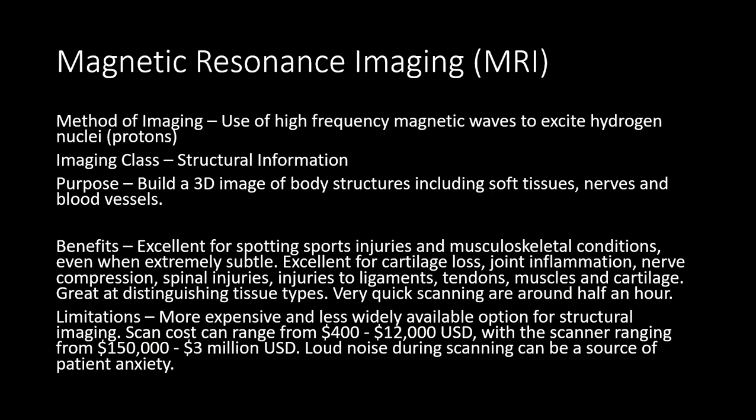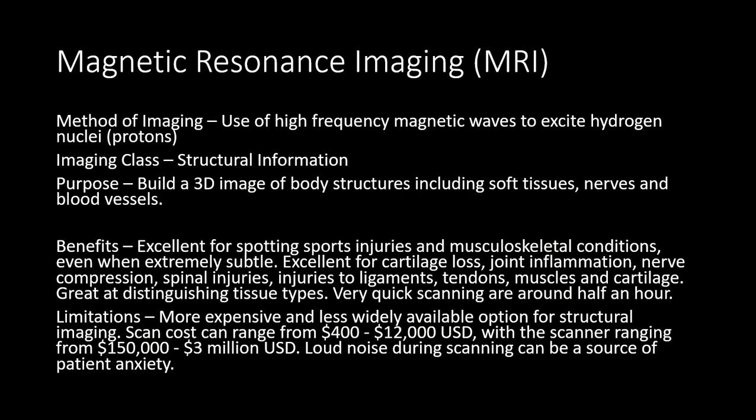The benefits are that MRI is excellent for spotting sports injuries and musculoskeletal conditions, even when extremely subtle. It's excellent for cartilage loss, joint inflammation, nerve compression, spinal injuries, and injuries to ligaments, tendons, muscles, and cartilage. MRI, unlike CT, is great at distinguishing tissue types from one another, and it's a quick scan, around half an hour for the full body.